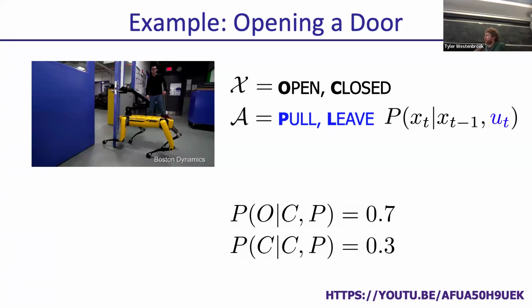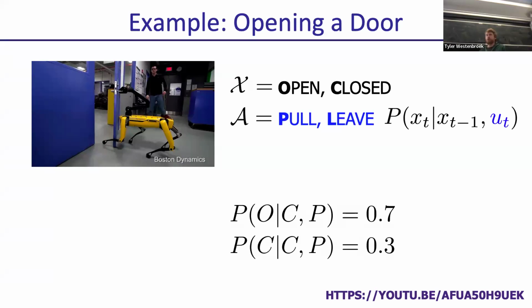Okay, so let's suppose we're at Boston Dynamics, and we have this robot Spot over here. And we are trying to estimate whether or not this door we're trying to open is open or closed. So there's two states of the world: one is open and one is closed, which we'll denote with O and C. And you have two actions at every time: you can try to pull the door open, or you can leave.